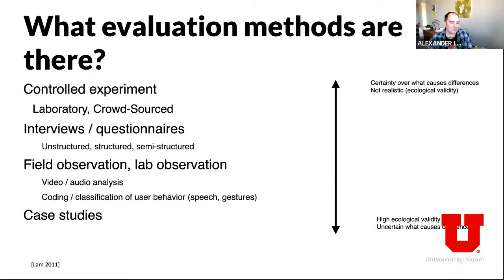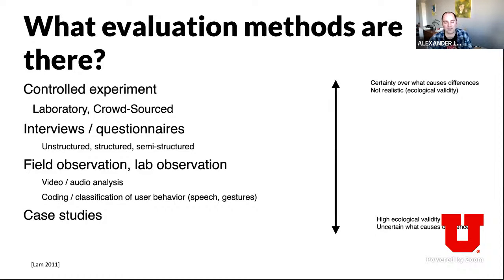So you can do a controlled experiment in a lab or in a crowdsourced study, which is on this spectrum not very realistic, but it has high certainty because you can design your factors very carefully. Then you can do interviews or questionnaires, which are unstructured, structured, or semi-structured, which is somewhere in the middle. Then you can do field observations, like you've actually deployed something, and then you see how people are using it. For example, you can do video or audio analysis, or you can code or classify user behavior. You can do things like think aloud tests.